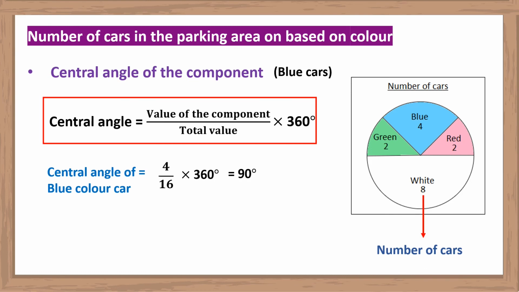Similarly, we can find the above values for each component. This is how we analyze the data of the components when their values are directly given in the pie chart.